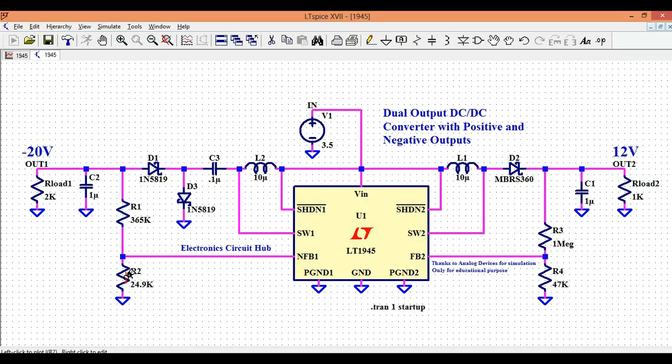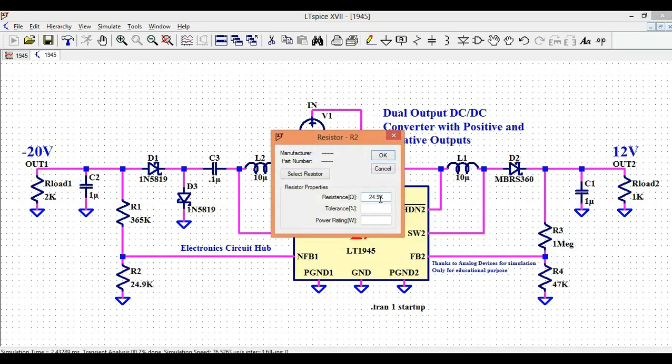What about if I change this resistor as well? Okay, rather than using 24.9, let's use 4.7k.